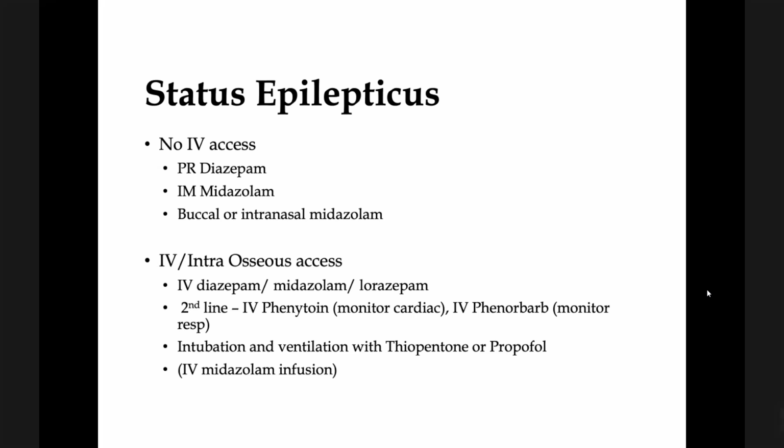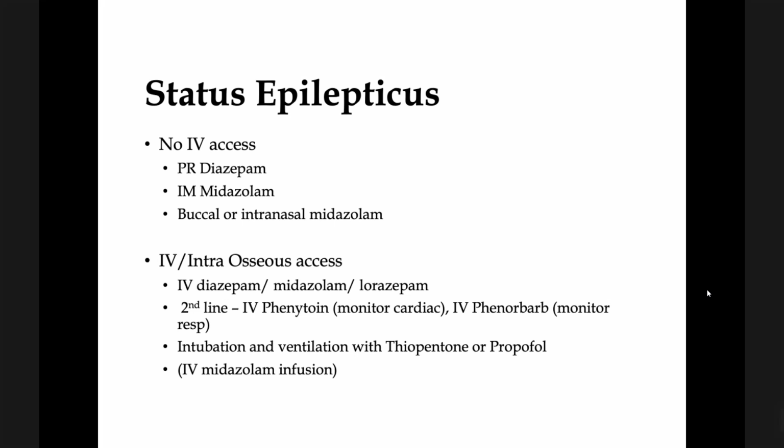Second line medication, of course, there are two. One is IV phenytoin, the other one is IV phenobarbital. They have their own side effects. So phenytoin can cause cardiac arrhythmia, so ECG has to be monitored. Phenobarbital can cause respiratory depression. Now, especially if we had given something like diazepam twice, people usually prefer phenytoin because if you give phenobarbital, the patient will stop breathing and they will have to start ambu ventilation.